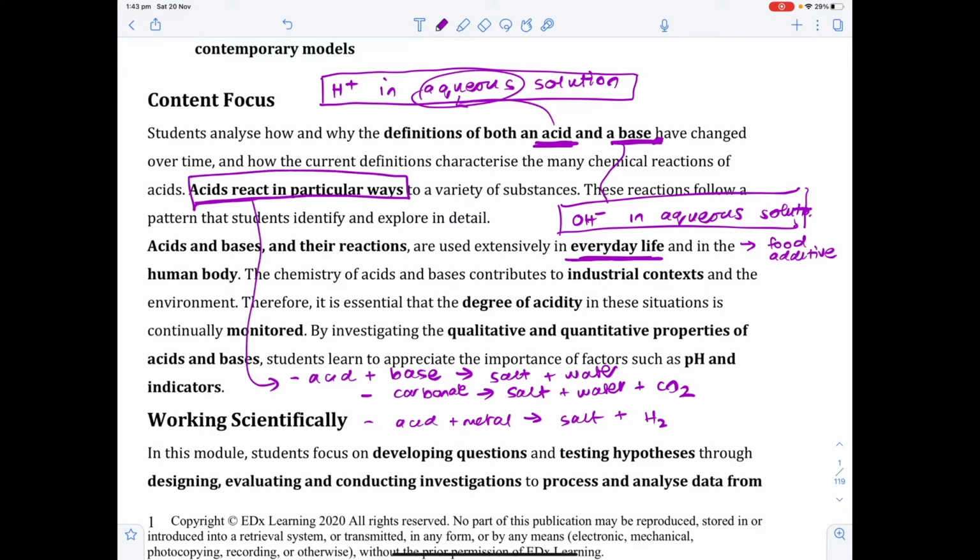Saliva is slightly basic. Toothpaste. Toothpaste is all alkaline to neutralize acid content from decayed food. Does that make sense? So in everyday use of bases, acids are food additives, and bases are, for example, toothpaste. Any other use cases of acids and bases in everyday use? Yes, that's food additives again.